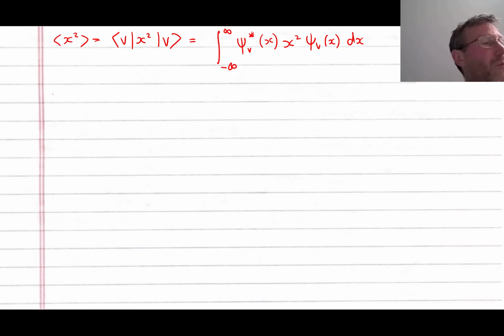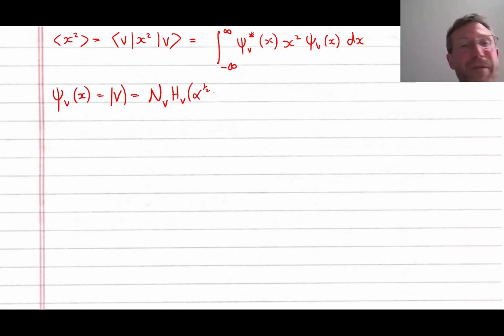Let's just remember what psi v is. There's a v in here, and that's equal to N sub v H sub v, and that's a function, by the way, of alpha to the half x, e to the minus alpha x squared over 2. So there's our function. So let's put this all together, right? So what do we get?